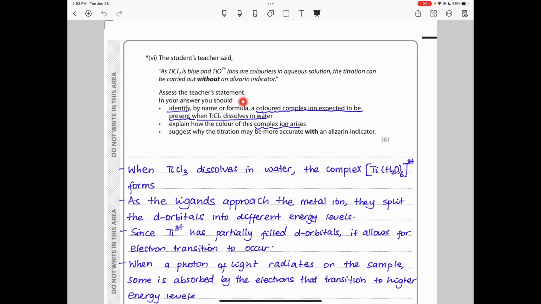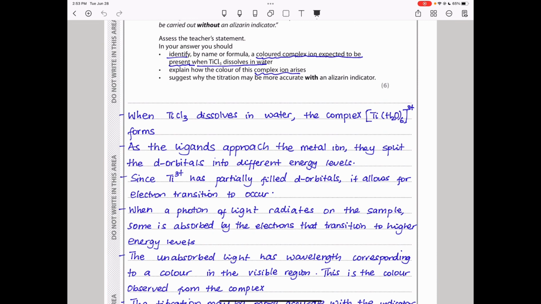In your answer, you should identify by name or formula a colored complex ion expected to be present when titanium 3 chloride dissolves in water. You need to explain how the color of this complex ion arises and suggest why the titration may be more accurate with alizarin indicator. So I first talked about the complex. I said when titanium 3 dissolves in water, this complex is going to form. Remember, the chloride separates from the titanium 3 plus, and then this is going to gain water ligands around it, forming a hexa-aqua complex. And then these ligands, as they approach it, they're going to split the d orbitals.